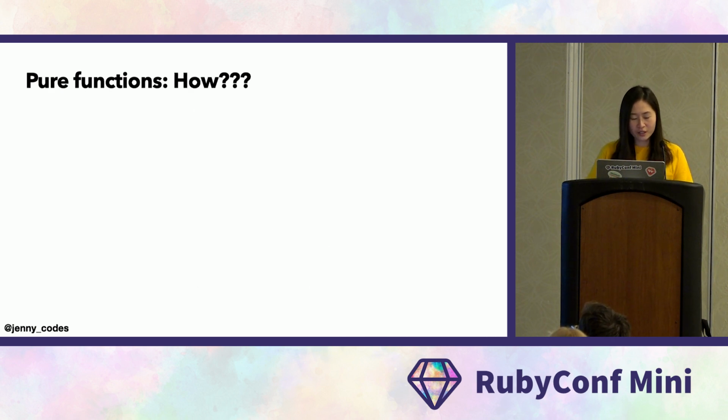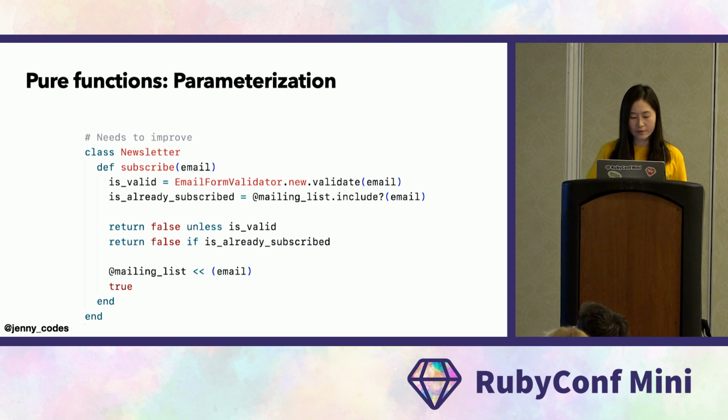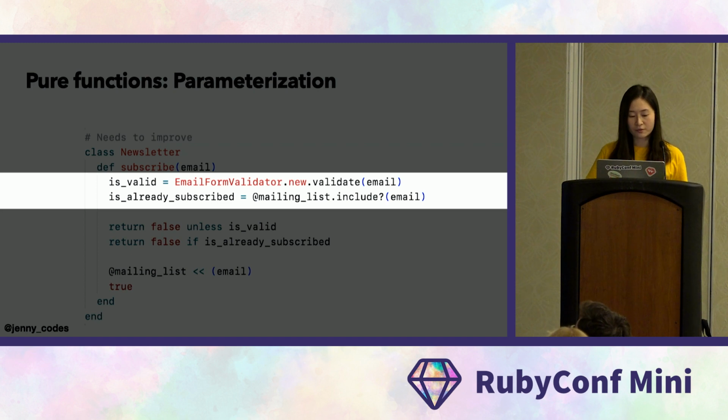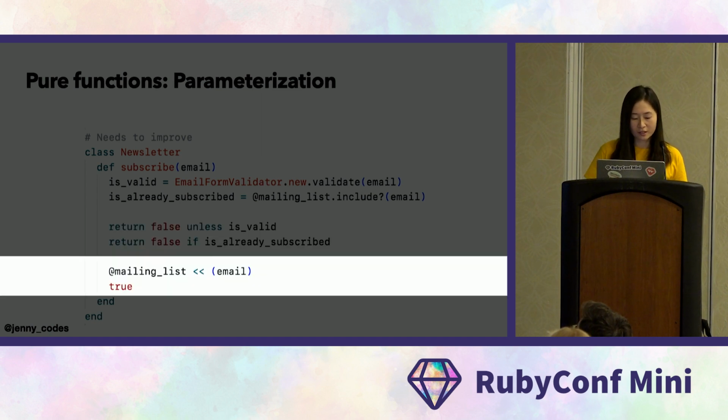Now that we know that we want pure functions, the next step is how. The first technique is called parameterization, or its equivalent in OO terminology, dependency injection. Some of us might already be familiar with this concept. Here we have a function that subscribes an email to a newsletter. We first check for some conditions, and if any of the conditions is not met, return the false value. Once we pass the conditions, we add the email to the mailing list and return true.